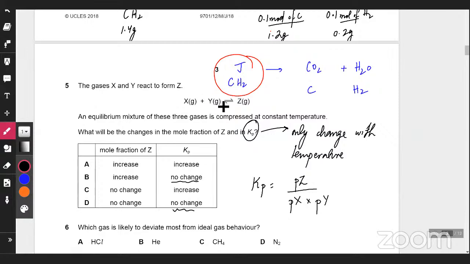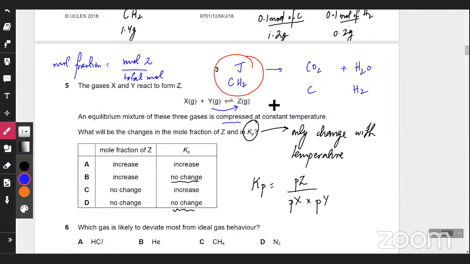So can anyone tell me where would the equilibrium shift if you increase pressure? To the right. Sorry, right. So you're compressing it, so it's going to go to the right, right? So there's going to be more Z, right? What is mole fraction? Mole fraction of Z is the amount of moles of Z divided by the total moles, right? So it's the amount of moles of Z divided by the total moles of gas present in the container.